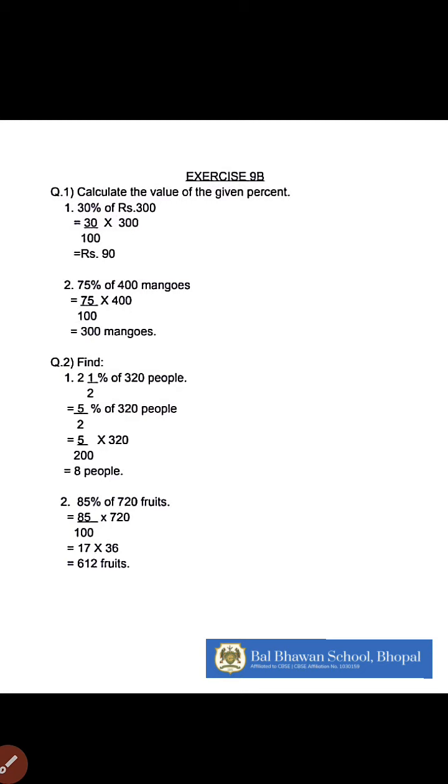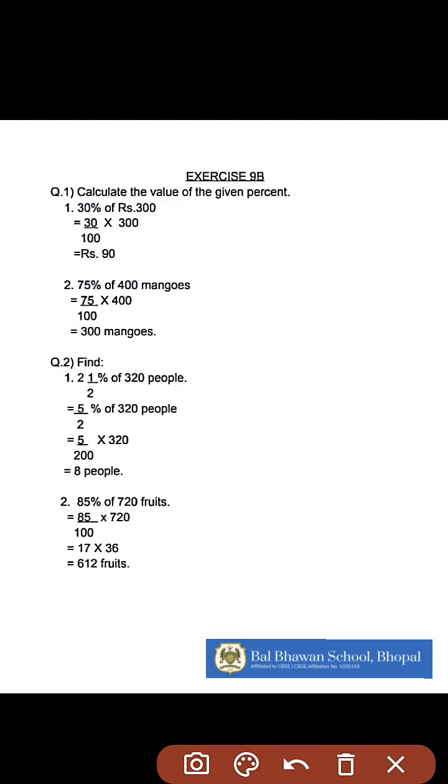Children, we have already studied in the previous live class that a percent is anything out of 100. So, if I say 30%, it will be 30 out of 100. That means 30 upon 100. So, here in the first question, I have to find out 30% of rupees 300.